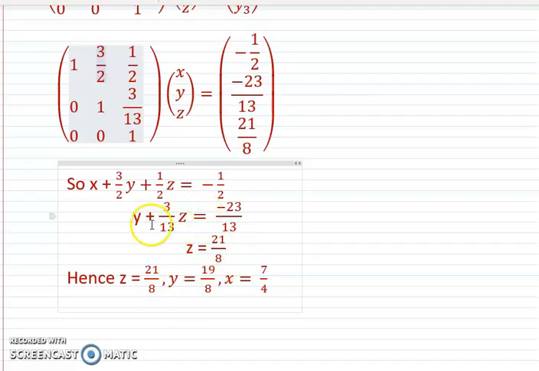Substitute z here to find y. Substitute y and z here to compute x. So finally the solution is 7 by 4, 19 by 8 and 21 by 8.